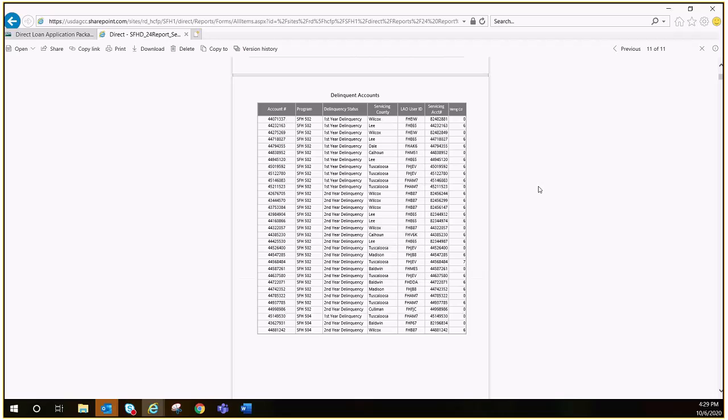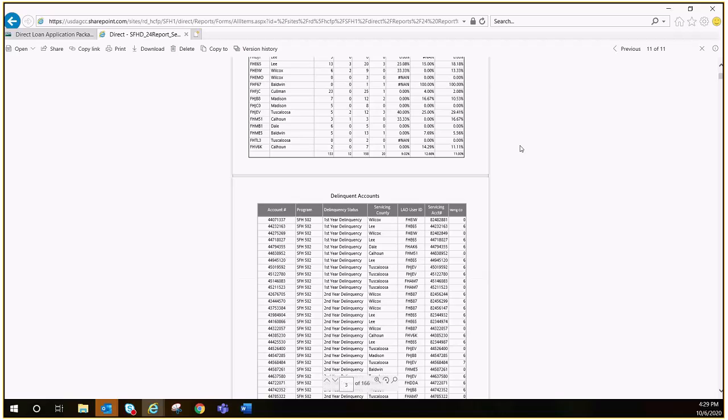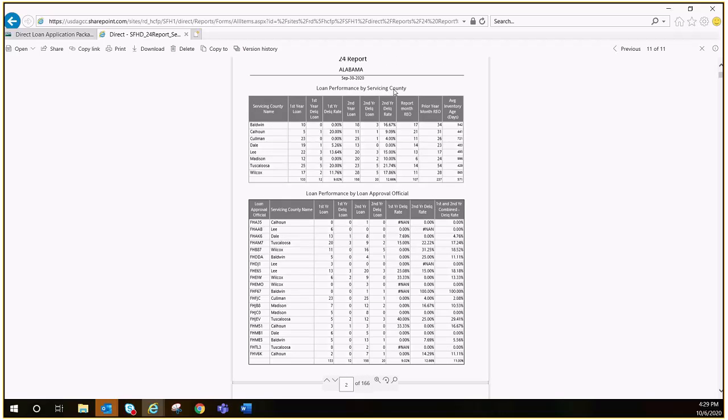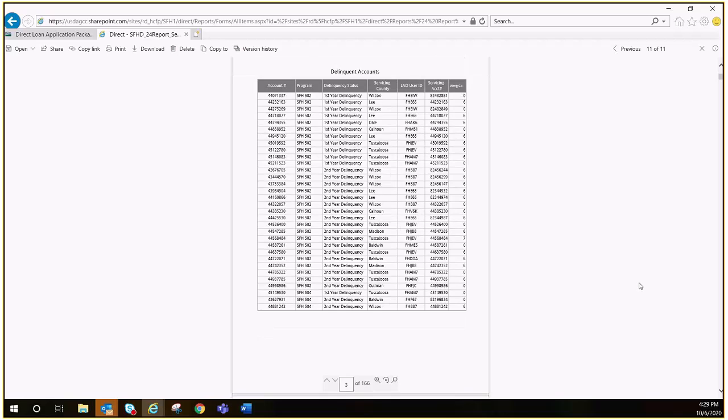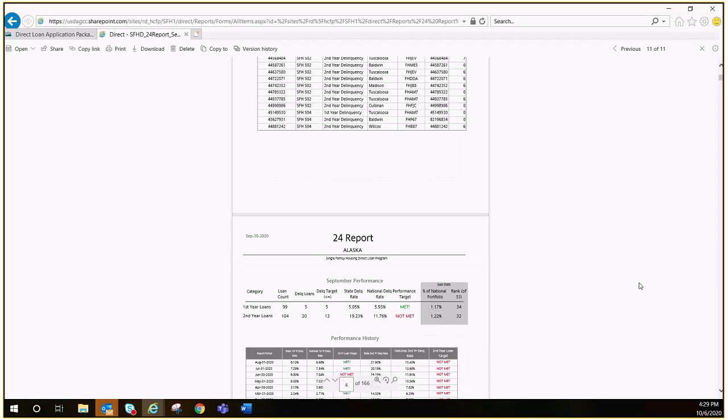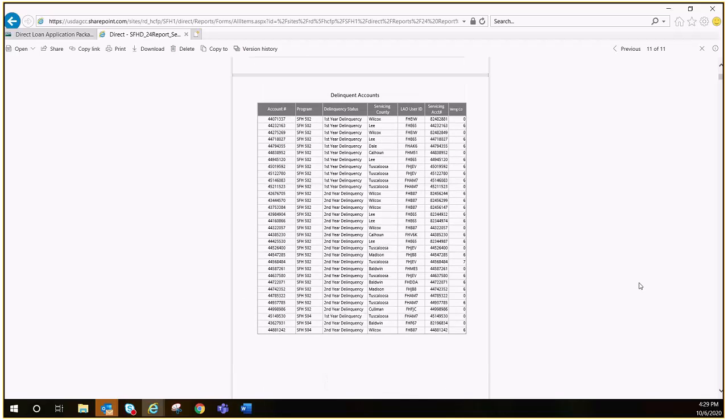And then lastly, the report breaks it down for you by account number. So this first is by office, by loan approval official, and then by the actual account number. So if you wanted to look up that specific account in Unify or MortgageServe, you could certainly do that. And that is the report in a nutshell. You should be checking this every month.